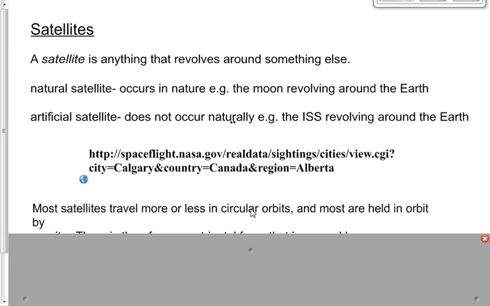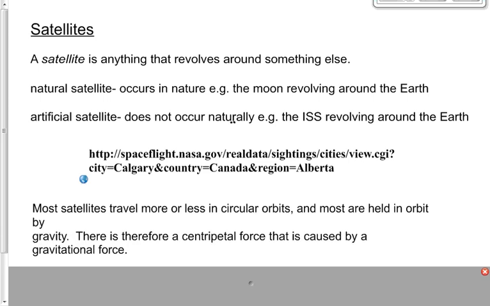What's pulling the Earth in towards the sun? What's pulling the moon in towards the Earth? What's pulling the space station or a spy satellite in towards the Earth? We've been talking about it now for a couple of weeks. It's gravity. There's a centripetal force that's caused by a gravitational force. In other words, an mv squared over r force that's caused by a G m1 m2 over r squared force. Travis?